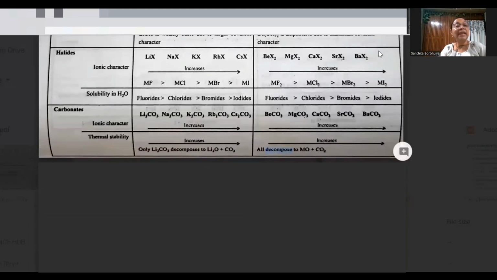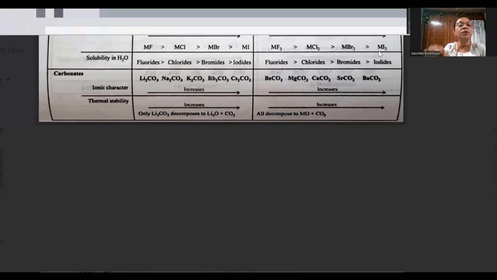Going on to the halides. So we have lithium halide, sodium halide. So if you take the fluoride, bromide, iodide, the ionic character increases from the fluorides to the iodide. Same with the alkaline earth metal fluorides to iodides, also the ionic character increases. And the solubility in water also increases from fluorides to iodides, which is similar for alkali and alkaline earth metals.